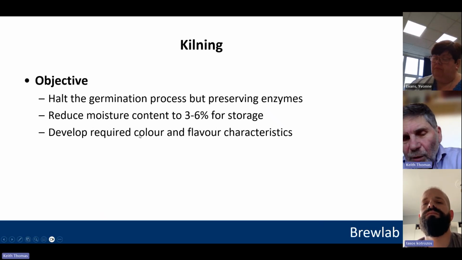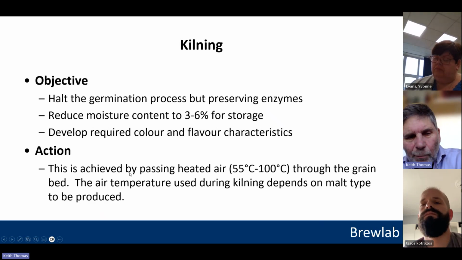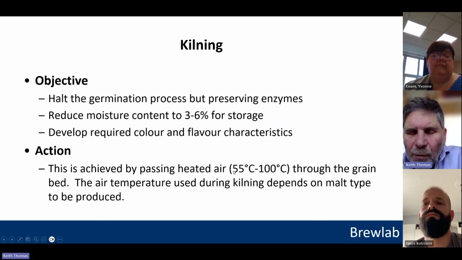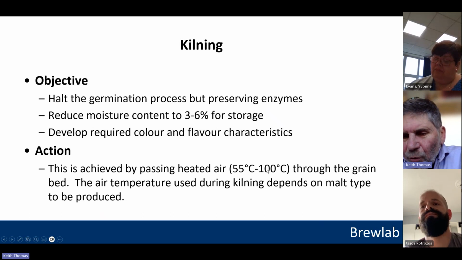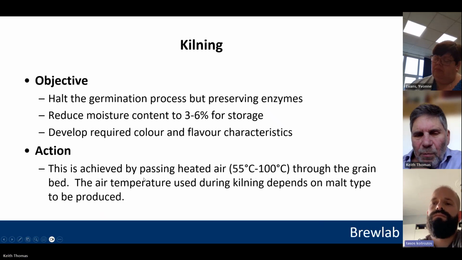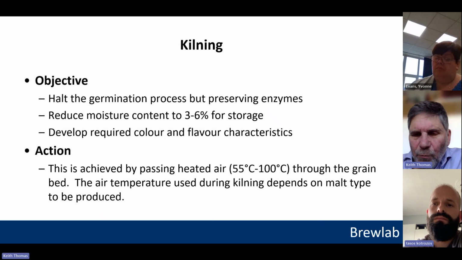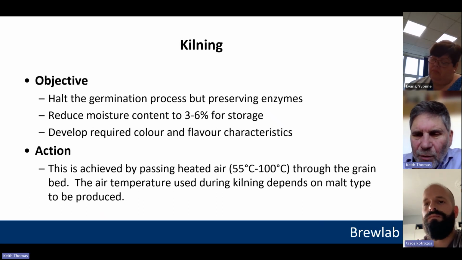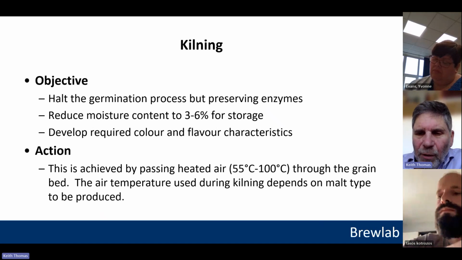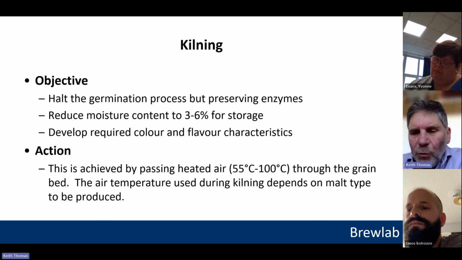Kilning also can increase the colour and change the flavours. The big important thing is the processing of the heat. It's done by passing heated air, initially at a low temperature and progressively up to 100 or more degrees C. And that air temperature is very important to regulate, because if it comes through at too high a temperature at the beginning, when the grain has a lot of water in it, there will be reactions within the system that will be negative in flavour and will degrade the enzymes, so you won't get a very good mash extract.